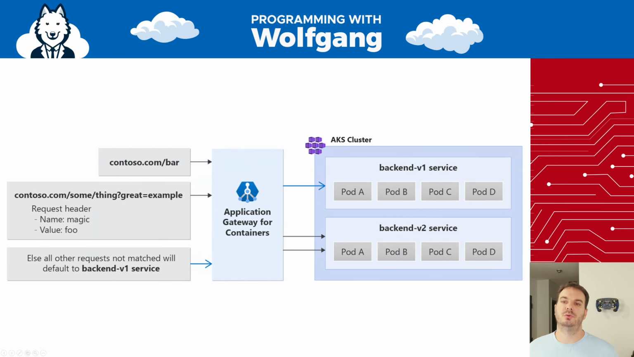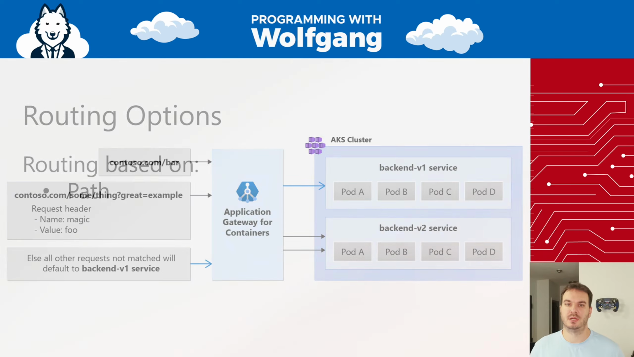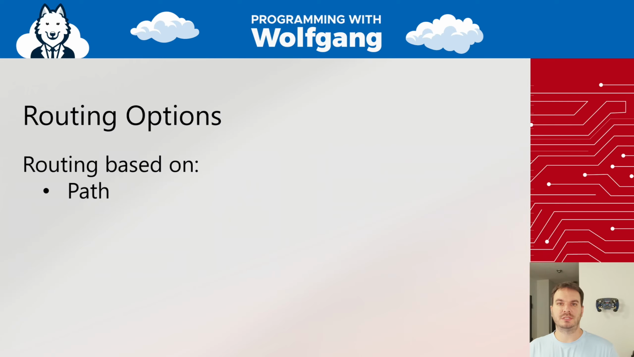So what we're going to do is something like this. We have different routing options. For example, if we have a different path, like in this case you can see /bar, but we can also have a query parameter. And depending on all of these parameters, we can send it to a different backend. The options we have: the most simple one is the path. So if we have /abc, we can route it somewhere else than /123. We can also do it based on a query.